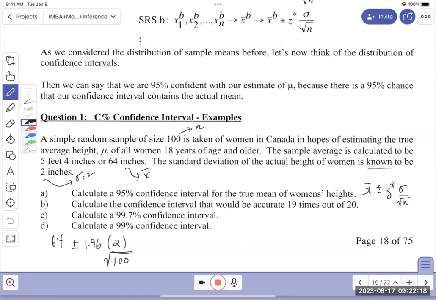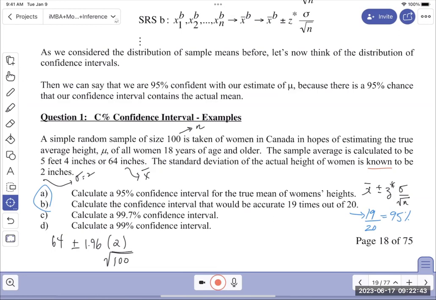Well, what's 19 divided by 20? 95%. It's just another way to say the same thing. So these are the same question said different ways. Okay. Questions? So we can go into C.